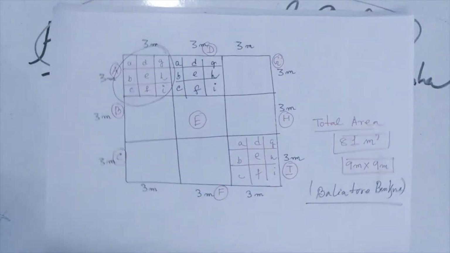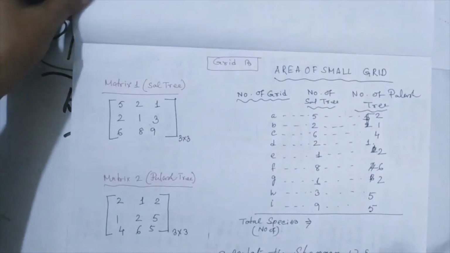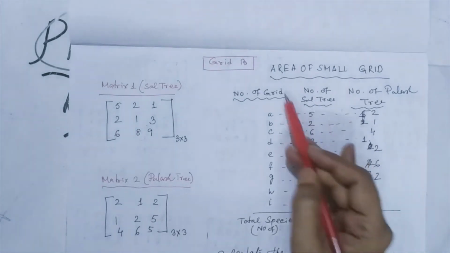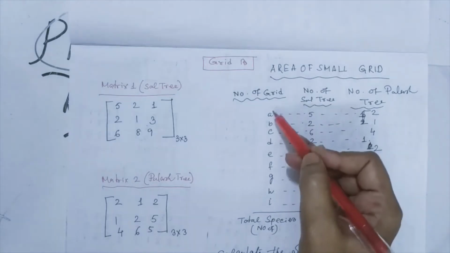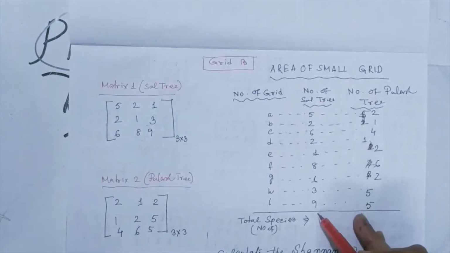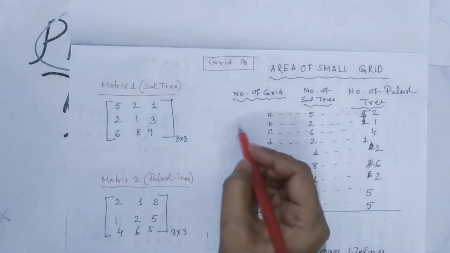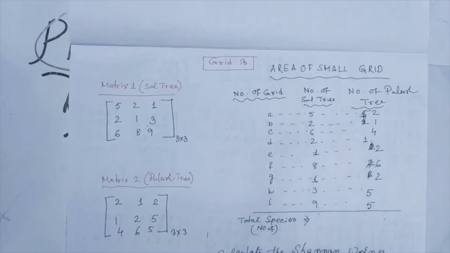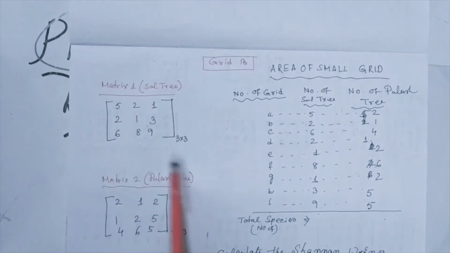Suppose this is grid B. For grid B, the area of the small grid is 1 square meter. Then grids A, B, C, D up to I, and the number of sal trees, this is species number 1 and this is species number 2. Similarly, this information may be represented in that way: matrix number 1 for the sal tree and matrix number 2 for the palash tree, and so on.